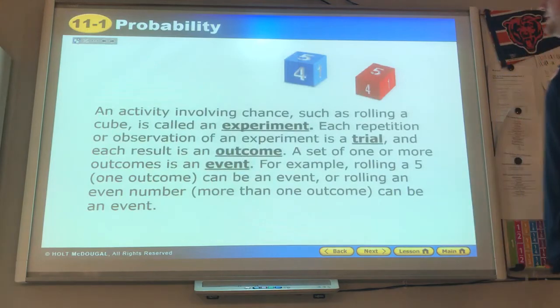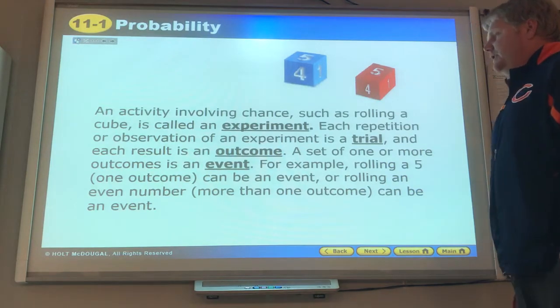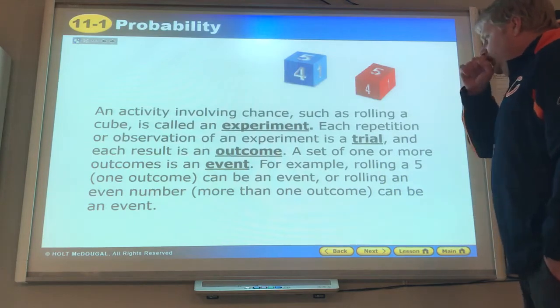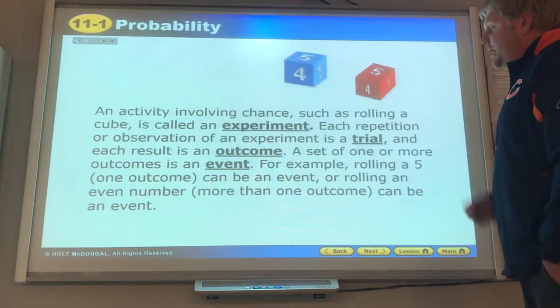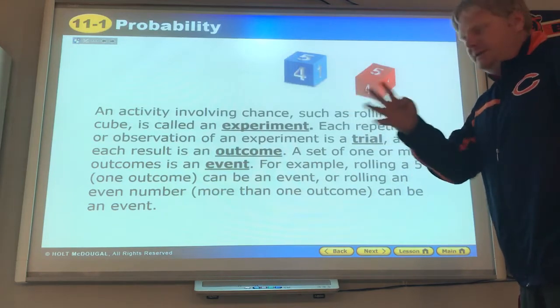An activity involving chance, such as rolling a cube, is called an experiment. Each repetition of an observation of an experiment is a trial. Each time I roll it, it's a different trial. Each result is an outcome. Roll it. 5. Oh, 5 is the outcome. Roll it. 4. 4 is the outcome.